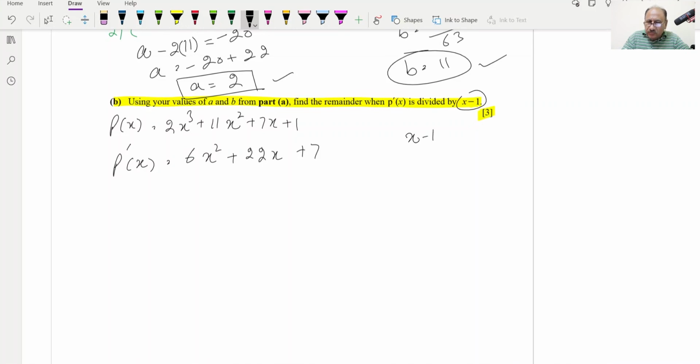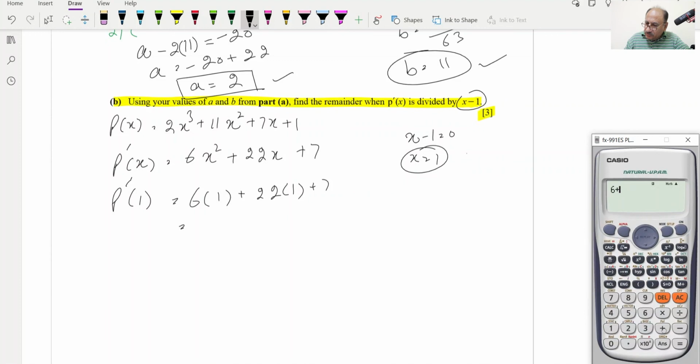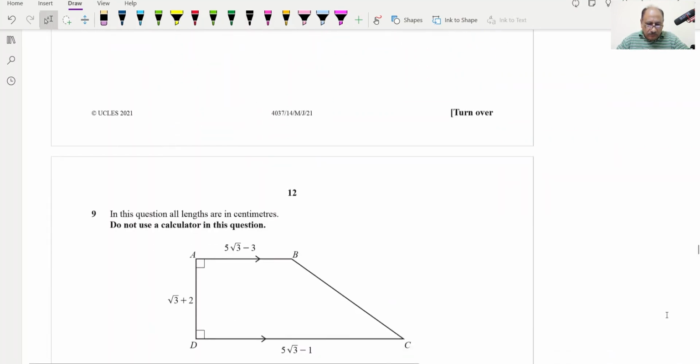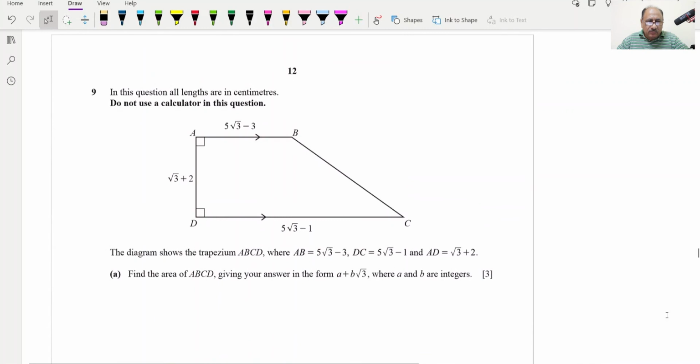So x minus 1 is equal to 0, so x is equal to 1. So we can find p dash of 1, and p dash of 1 will be 6 into 1 plus 22 into 1 plus 7, and this will be 6 plus 22 plus 7 is equal to 35. So p dash of 1 will be equal to 35. This is done. Now we can move to question number 9.